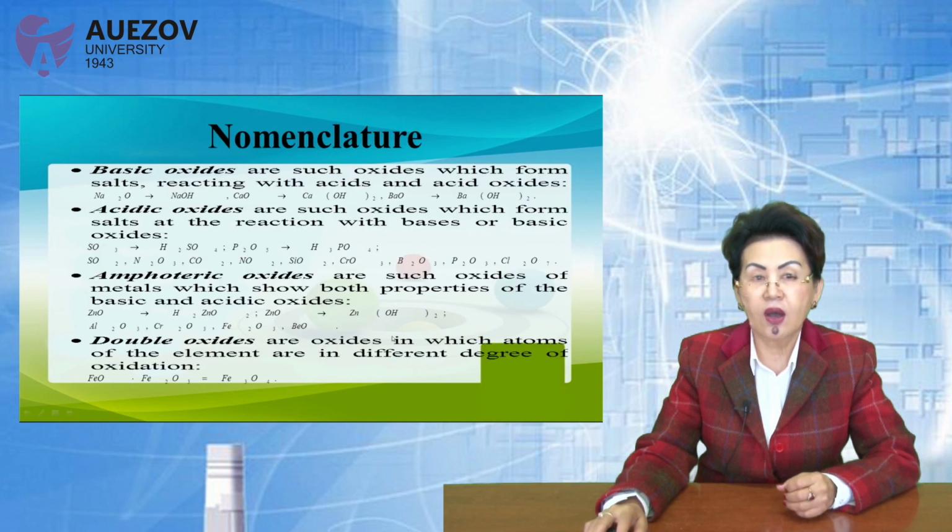chemical element. Oxide nomenclature: divided into basic oxides, which are formed only by metals. Acidic oxides are formed by non-metals. Amphoteric oxides are oxides of metals which show both properties of the base and the acidic oxides. Double oxides are oxides in which atoms of the element are in different degrees of oxidation.